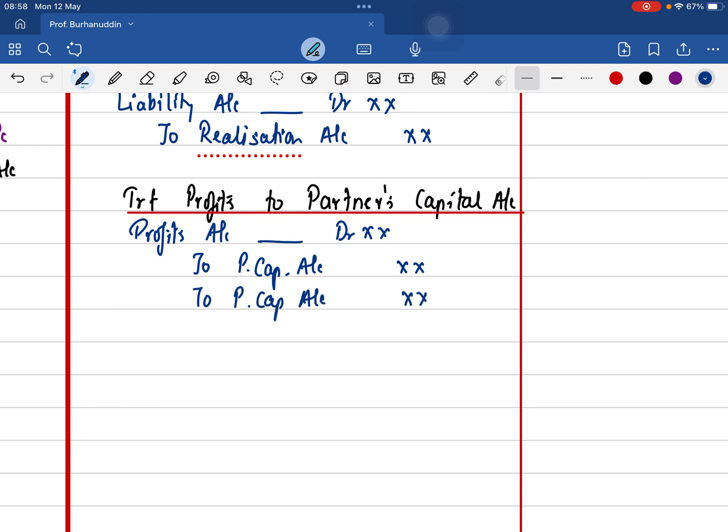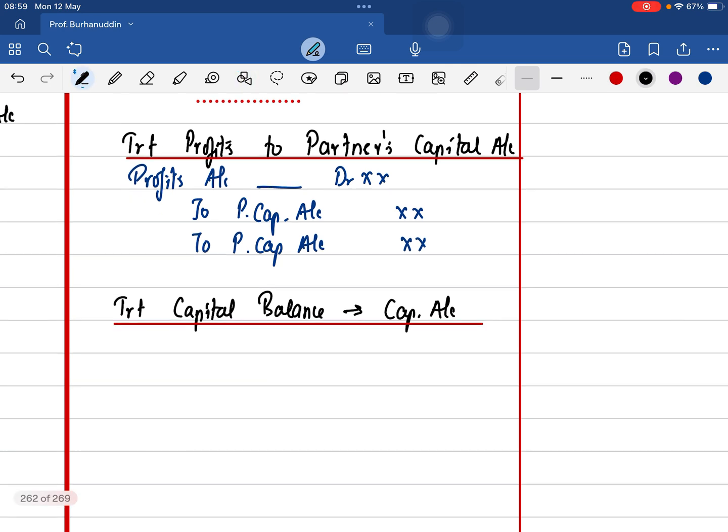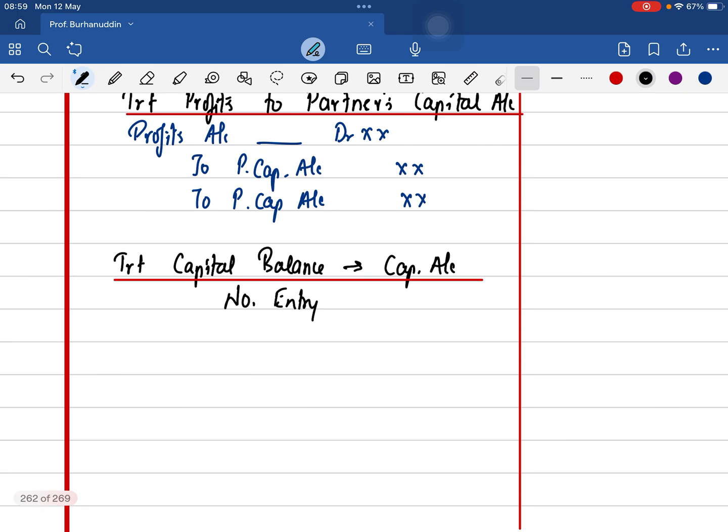Do you understand this? Also, you would be transferring the capital balance. No entry. Very good. To the capital account. So this is again the opening balance. So there is no need for you to pass an entry. So your first and second step is done. Do you understand this? Yes, sir.